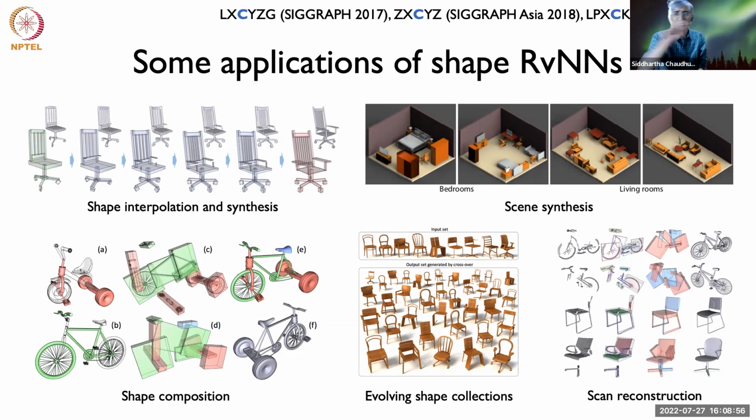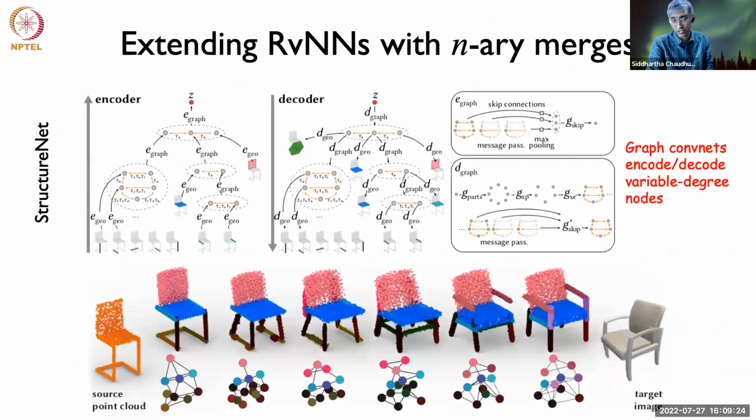Right? So simple interpolation in latent space corresponds to extremely complex topological interpolation in the output space of shape structures. So you see these cardinality changes in the legs or in the number of slats in the back. The armrests appear slowly and things like that. Right? You can also use these for scene synthesis, shape composition, and various other applications. So there's a lot of interesting stuff that you can do with these structural representations.